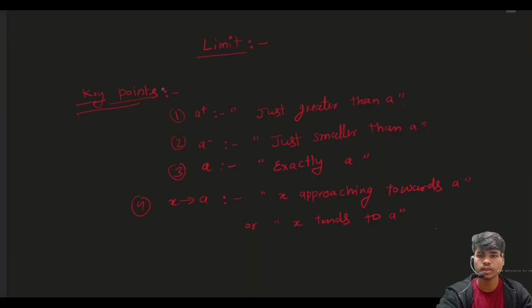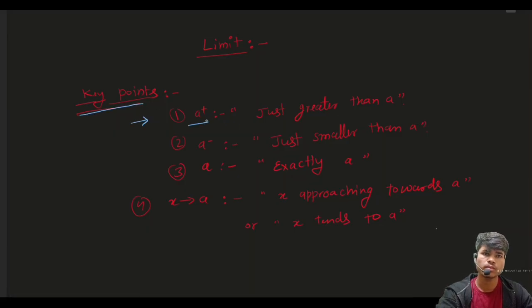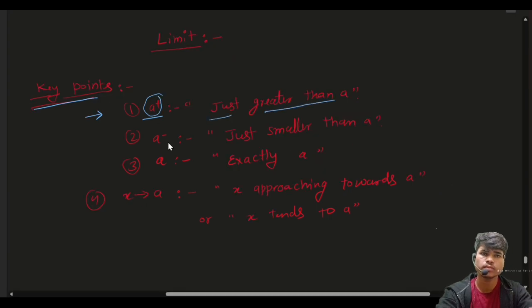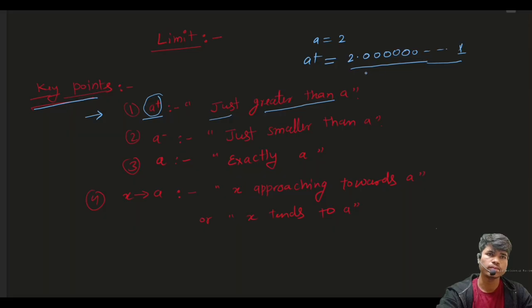Before we start the topic, we have to know about some key points. First, a positive. What is the meaning of a positive? Just greater than a. Suppose we have a equals 2. So a positive, we can choose 2.00000 and so on 1. This value is just greater than a and very close to a.